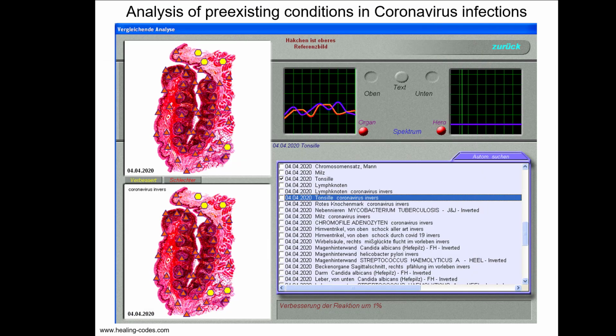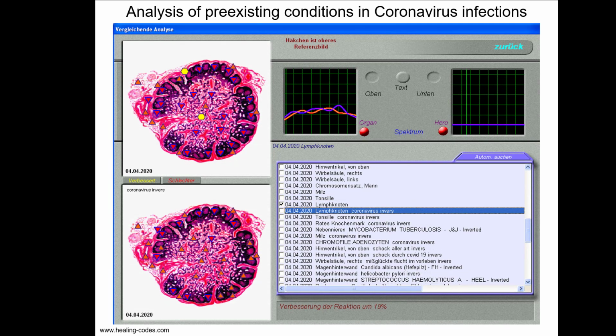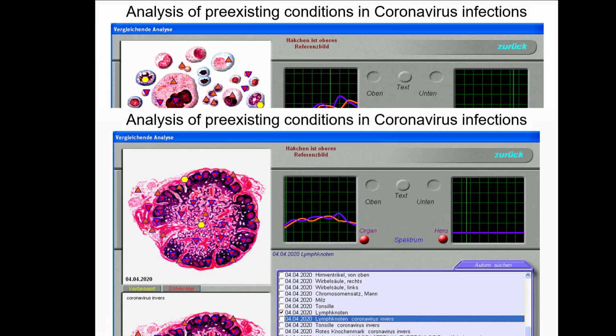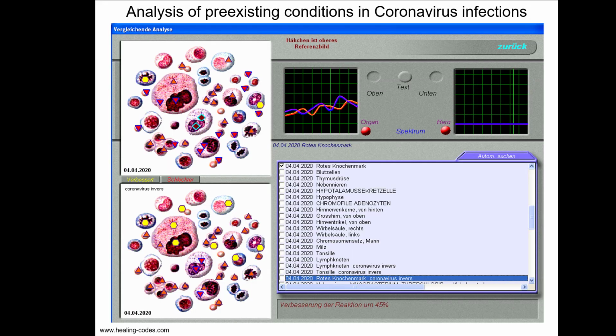The image of the tonsils shows an energetically good result. With inversion of coronavirus, the second result improves at the bottom by only 1%, which can be considered non-significant. This means there is no information of coronavirus on the tonsils. The lymph nodes are low with 19% of coronavirus. The red bone marrow is heavily contaminated with a clear 45%.